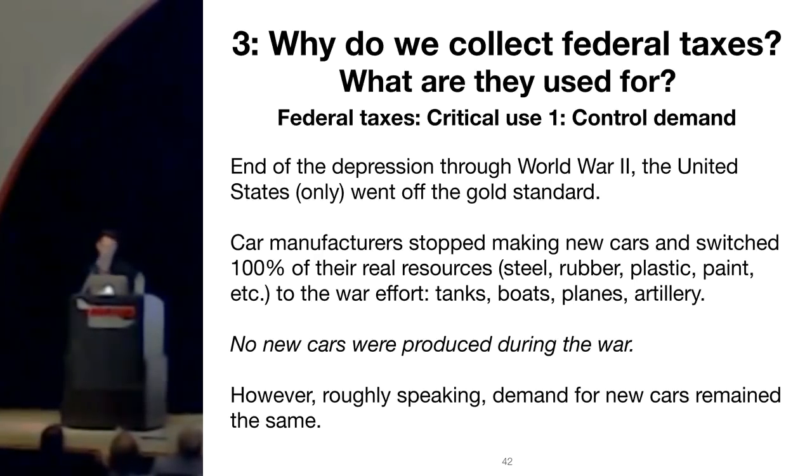Critical use one. So that is driving the currency and driving the economy. Now we're going to go into critical use one, controlling demand. So at the end of the Depression through World War II, the United States only went off of the gold standard. In 1971, a whole bunch of countries did.